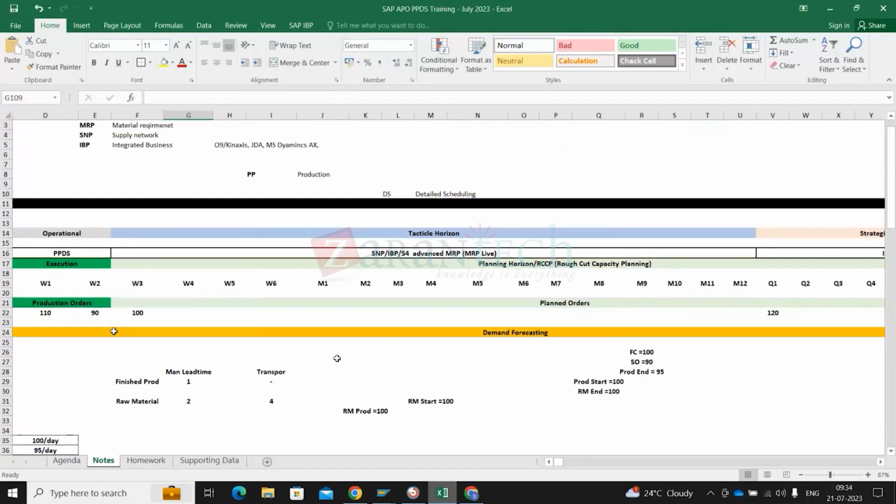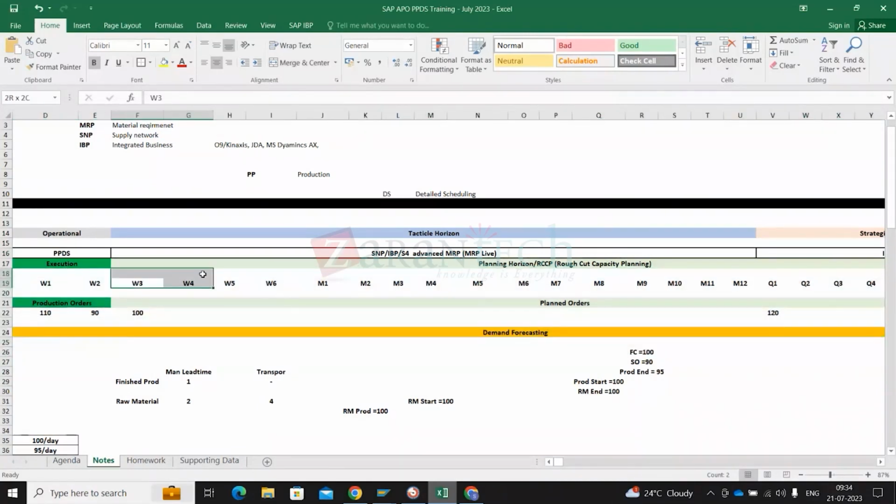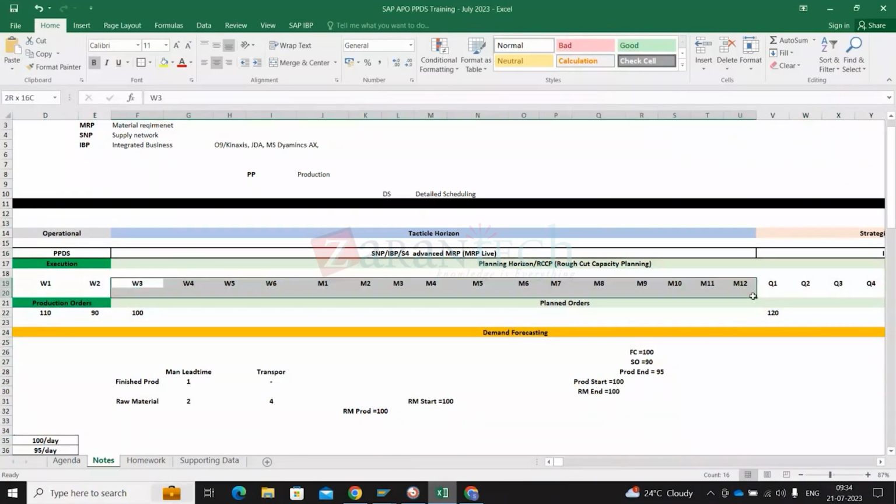Now, what happens in this diagram is that we are doing the execution in the first 2 weeks. In the first 2 weeks, we pick up the planned order, convert it to a production order, and do all the detailed scheduling. This is it, right? 2 weeks.